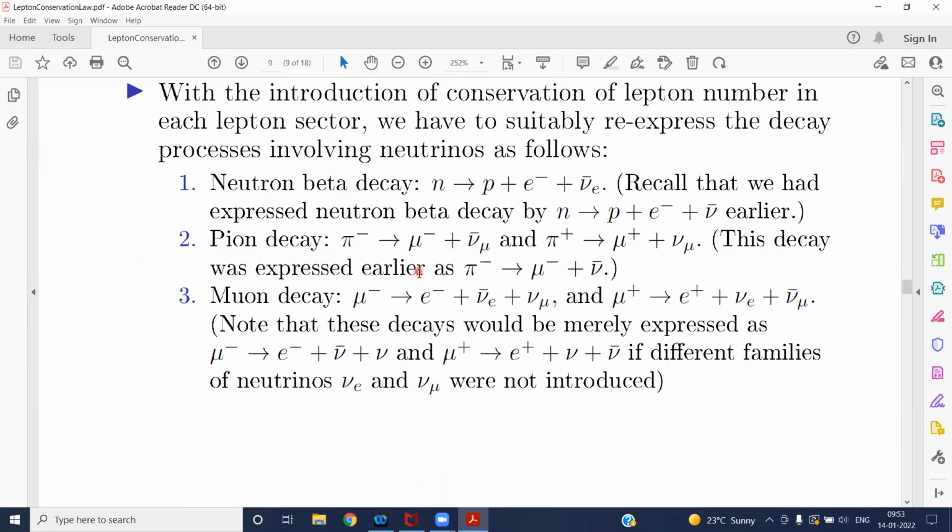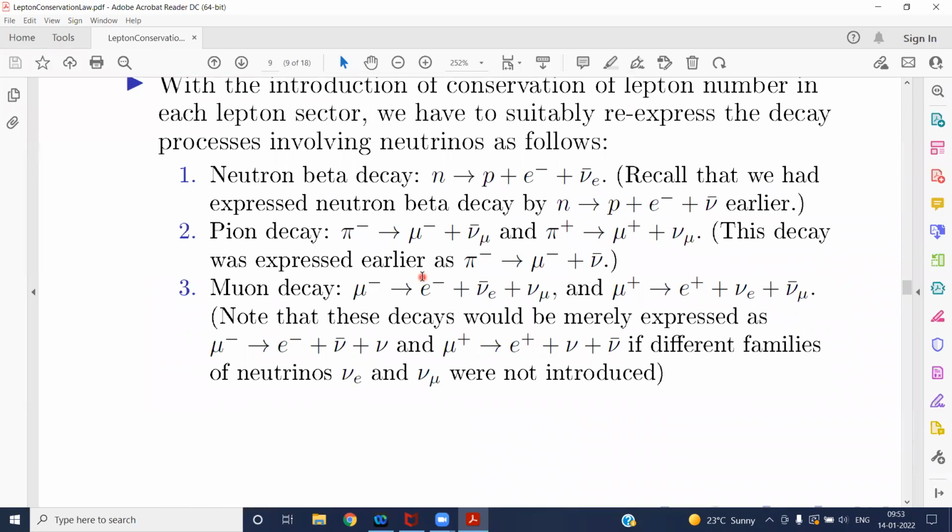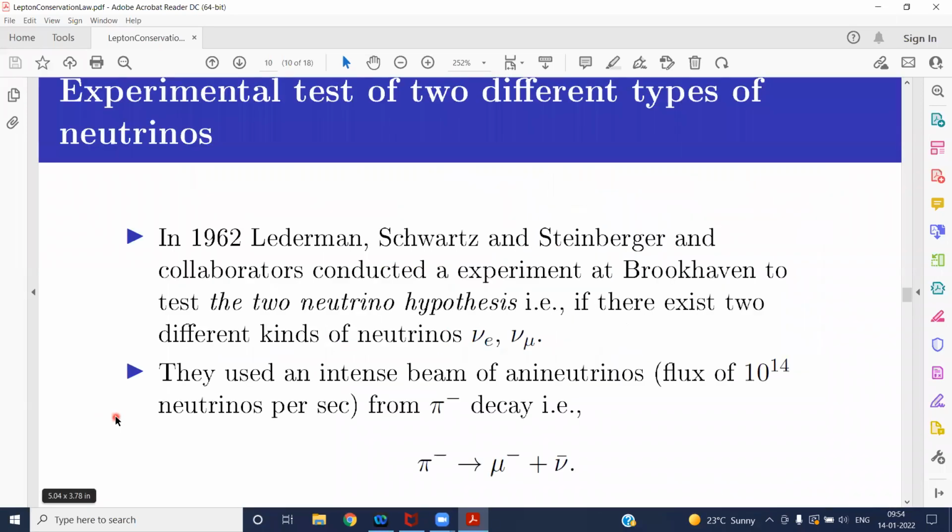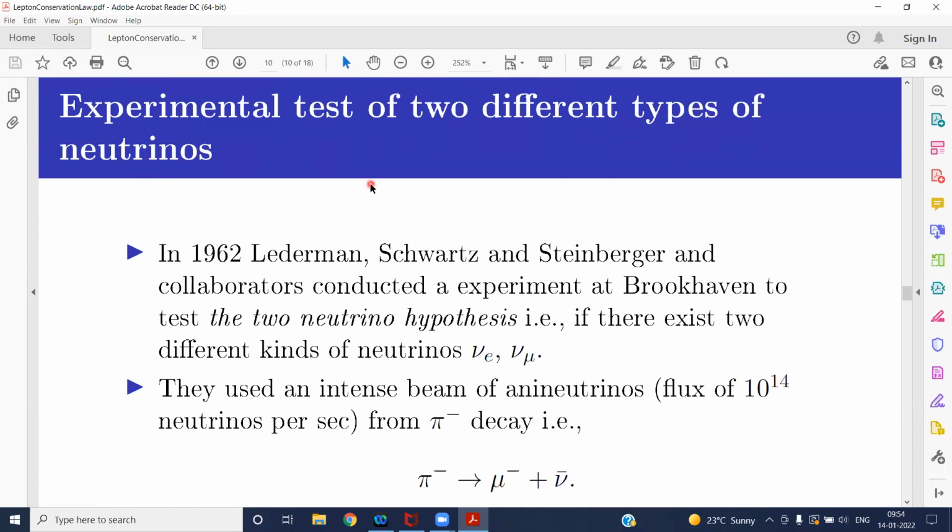Okay. Now I will continue. If at all I know that there are 2 lepton families, how do I check both leptons are different? That is, nu mu and nu e are different. I have to do an experiment, because theoretically I say that there is a neutrino for the electron family and a neutrino for the muon family. I have to verify that experimentally. That is the next topic, experimental tests of 2 different types of neutrinos. That I will continue in the next class.